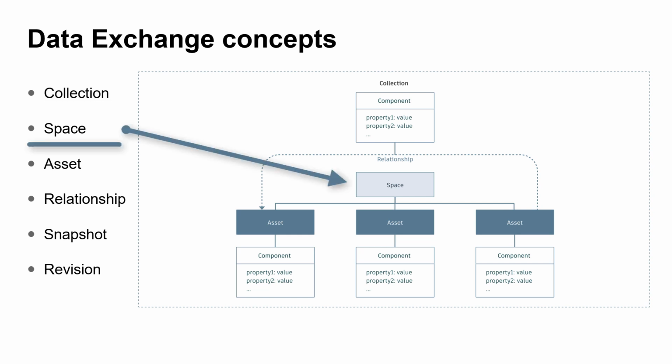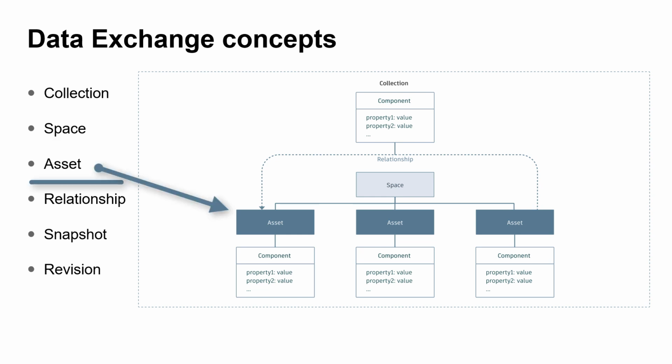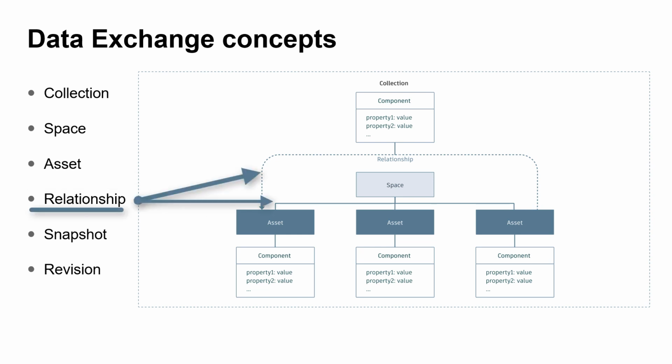A space corresponds to an Exchange container, represents a logical group of assets, and consequently, all the data exposed through Data Exchange will be in the same space. An asset is the entity responsible for holding properties corresponding to a model part or group of model parts. Relationships represent the links between assets, and all these assets relationships are forming the data graph. Snapshot is responsible for keeping track of the state of the graph, and a snapshot revision is the pointer to a certain state of that graph.